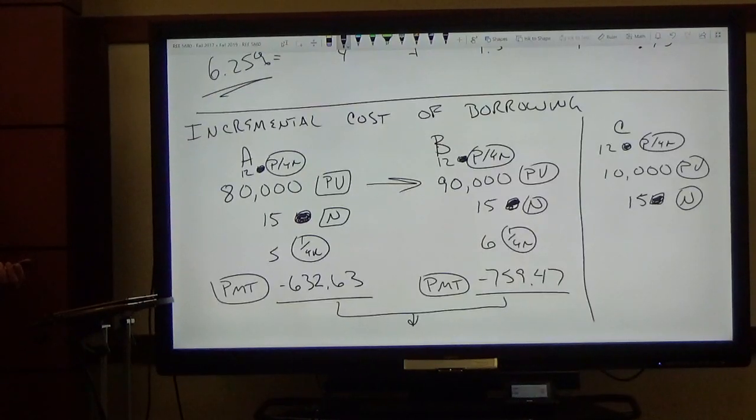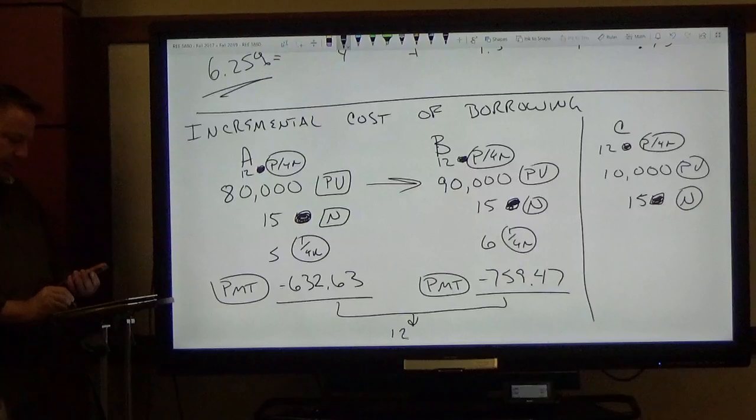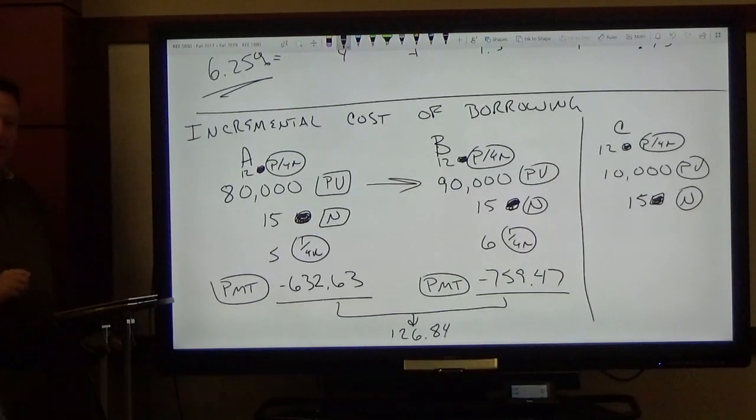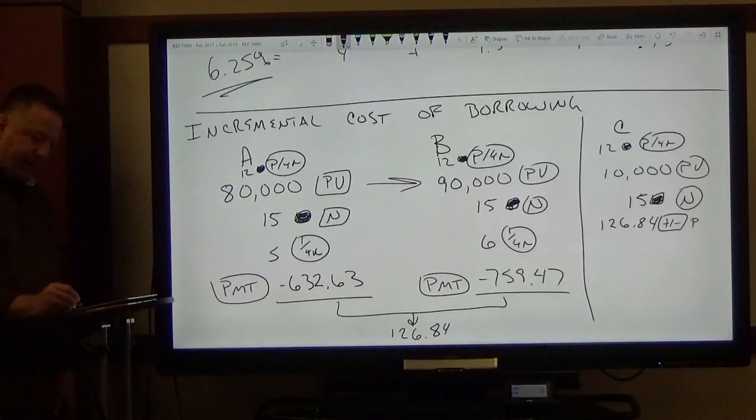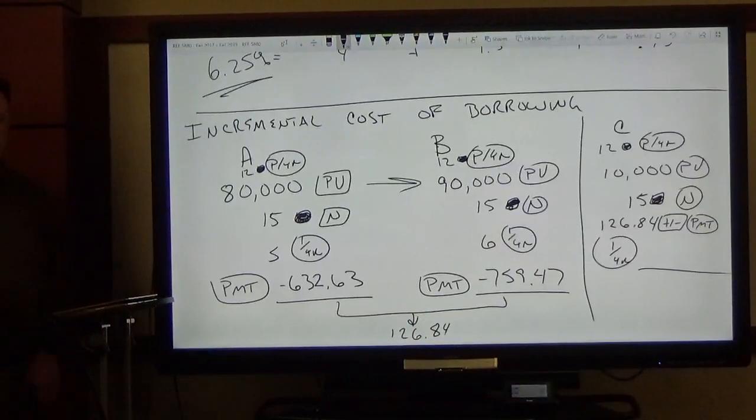You're saying that would be the difference for the $10,000, but isn't there also a 1% increase built in? Isn't it hard to compare? Well, that's why we're doing it this way. Just hang with me for another second. The difference between these two is $126.84 in the payment. So if we put that in here as a negative payment amount, and then solve for the interest rate, that's what we get.